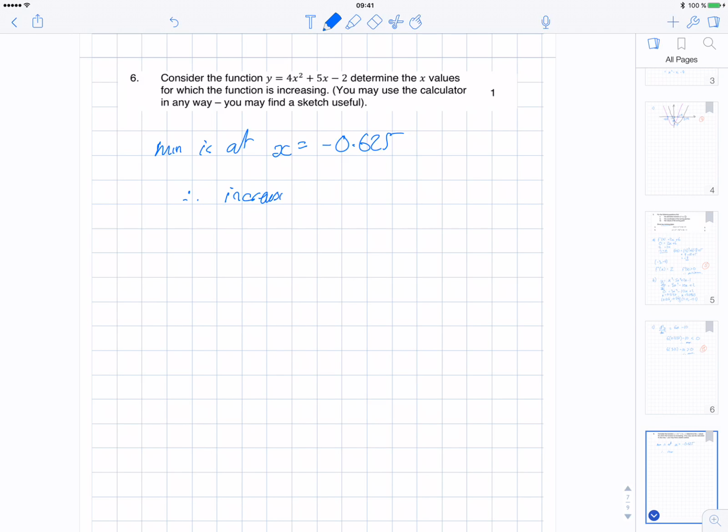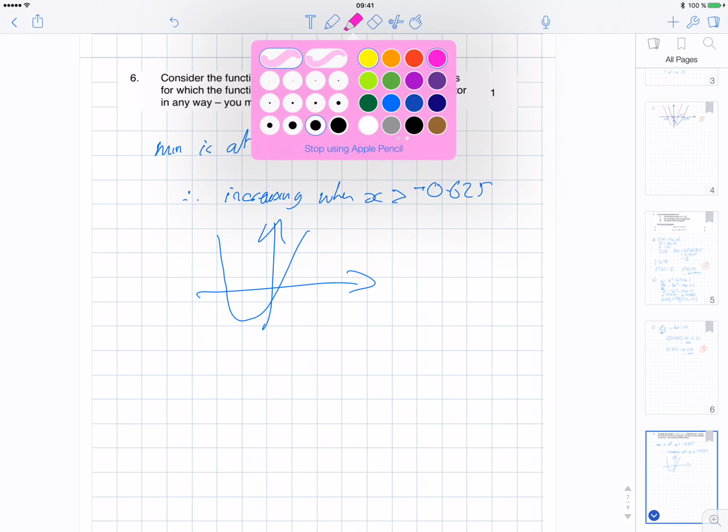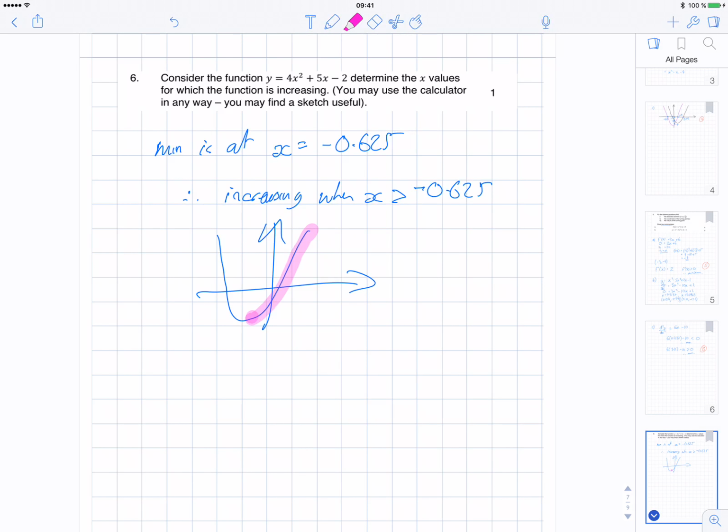increasing when x is greater than minus 0.625. Just a very quick sketch. It looks something like this, and it's increasing for this part here. Okay, that was only meant to be a very quick question.